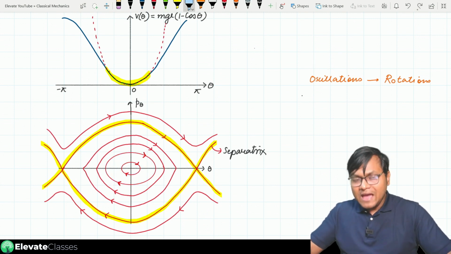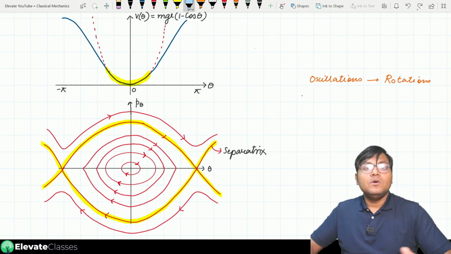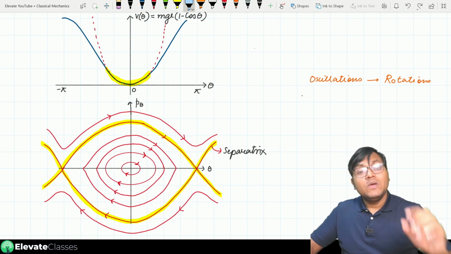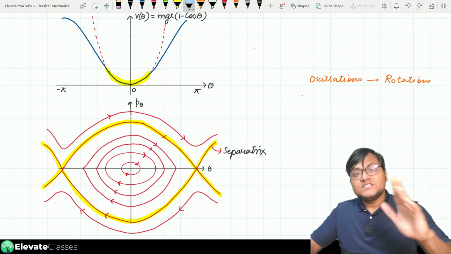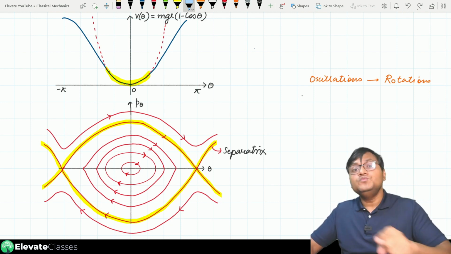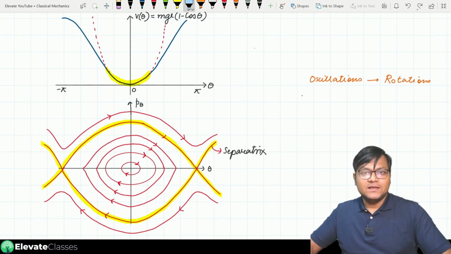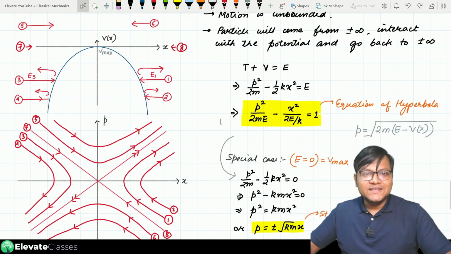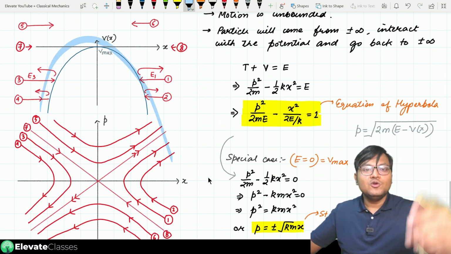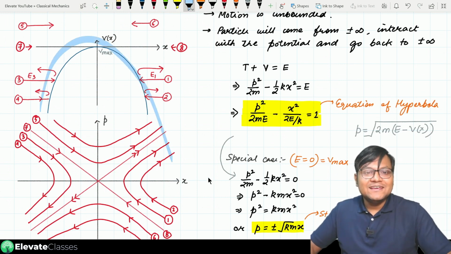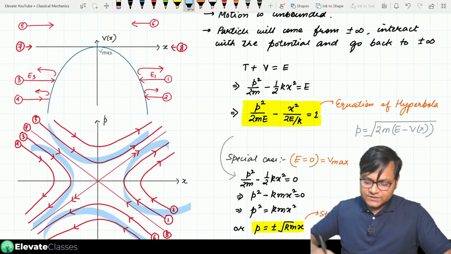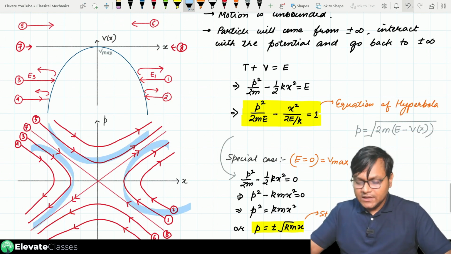So whenever you have a system in which, if you do a potential energy analysis, you find a minima in the potential energy diagram, you can be rest assured that in the phase space diagram you will get these closed loops resembling ellipses. Now, what if you get maxima? For maxima I gave you this example. What is this? This looks like a maxima, right? It looks like a hill. So when you get a hill, what do you get? You get these kind of open-ended curves, which are essentially hyperbolas or resembling hyperbolas.